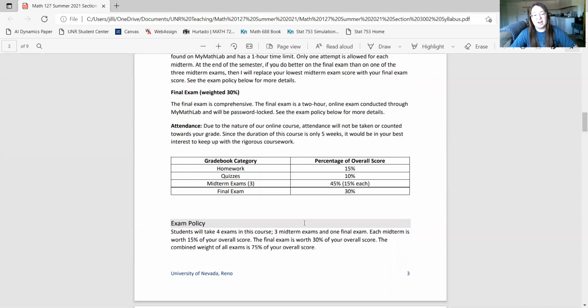So then just as a final overall summary here, we have our homework, quizzes, midterms, and finals. Homework is 15% of your grade, quizzes are 10% of your grade, midterm exams are 45%, or 15% each, and your final exam is then worth 30% of your grade.